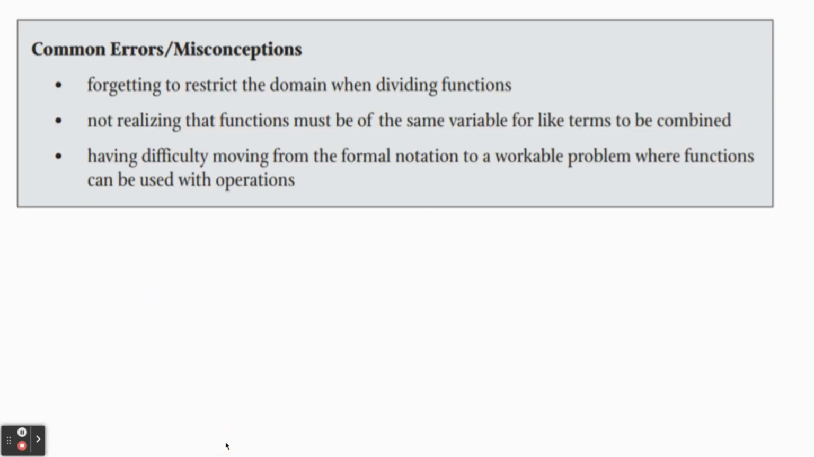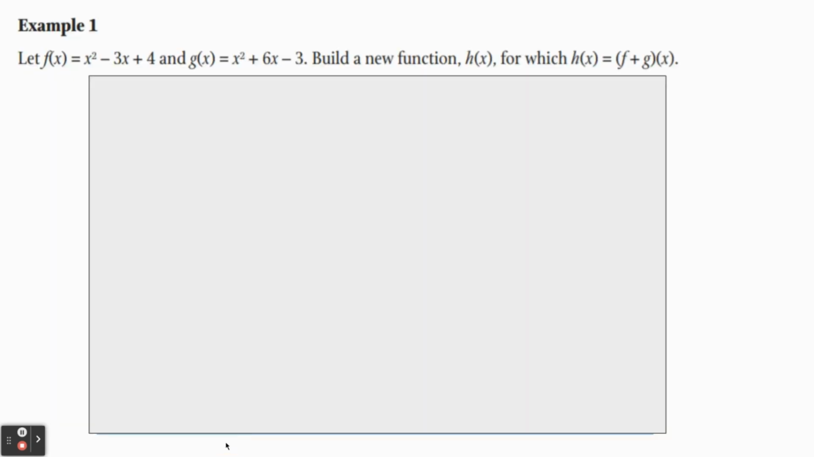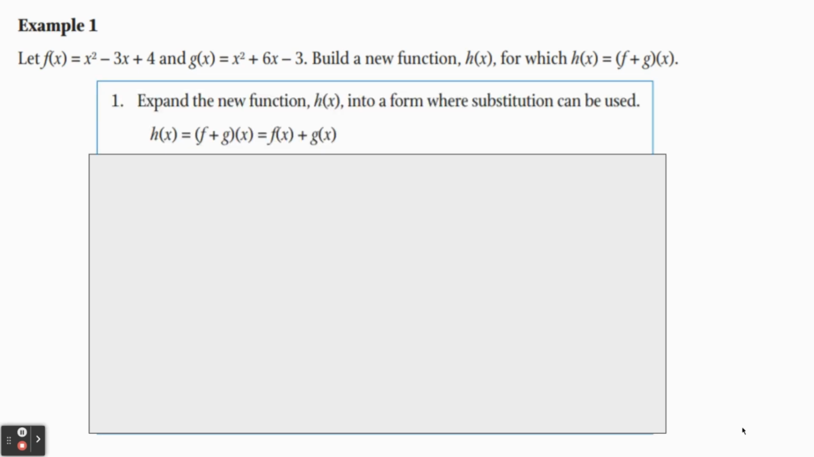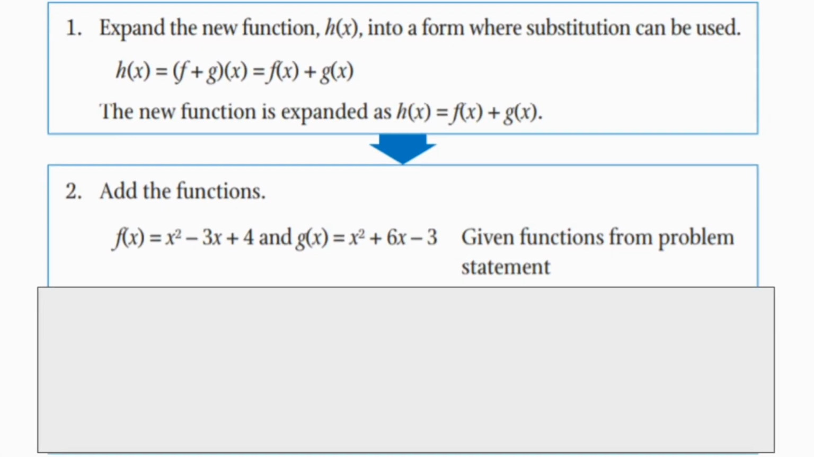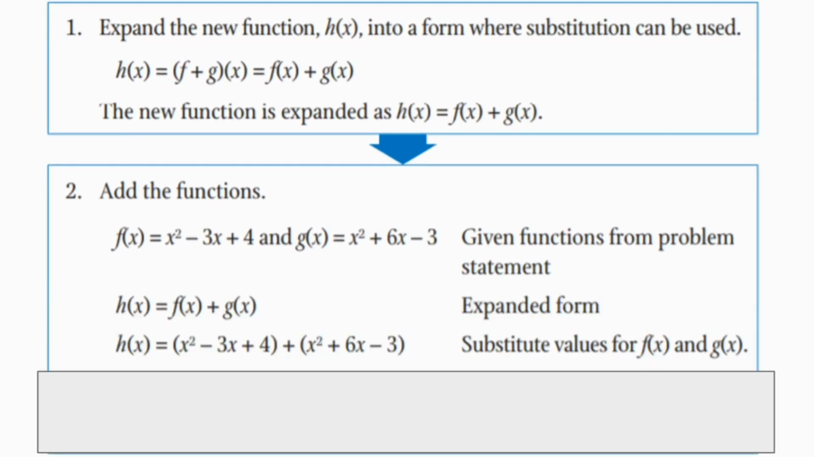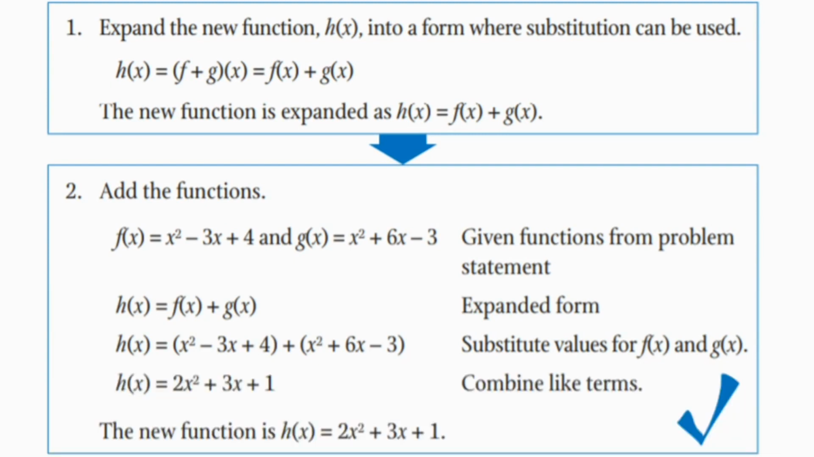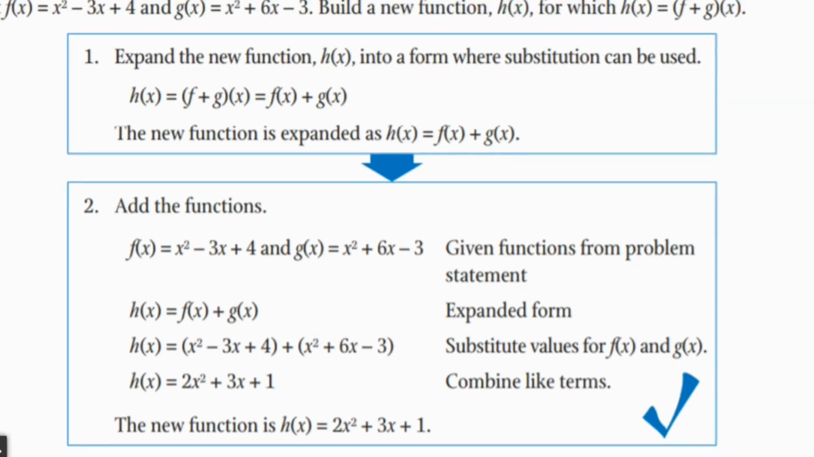Here are some common errors and misconceptions. Example 1. Let f of x be x squared minus 3x plus 4, and g of x is equal to x squared plus 6x minus 3. It says build a new function f plus g of x. So we're just going to be adding these two functions together. Whenever you see f plus g of x, it really just means add f of x to g of x. So we're going to substitute both of those functions in there, combine the like terms, and we're going to get h of x, which is our new function, is equal to 2x squared plus 3x plus 1.